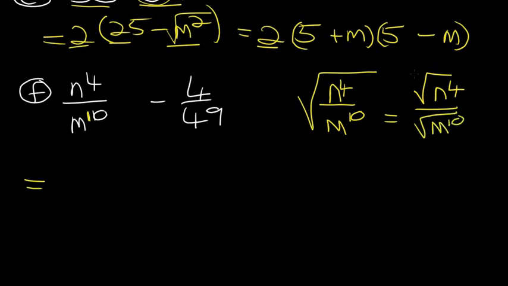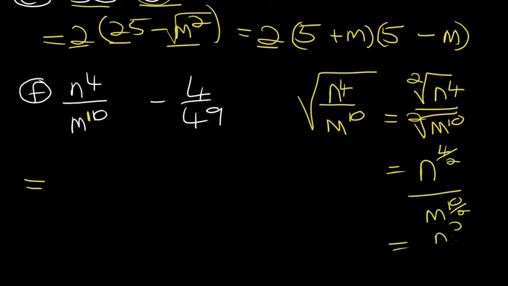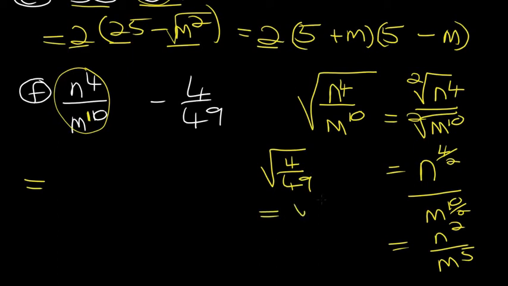And remember, if you don't see an exponent, it's just 2. Then it's n to the power of 4 divided by that 2, and this is m to the power of 10 divided by 2, so it's n to the power of 2 over m to the power of 5. So we've worked that one out. What's the square root of 4 over 49? Again, it's a fraction, so you can split the square root, and you are left with the square root of 4 is just 2, and 49 is just 7, so you have 2 over 7.